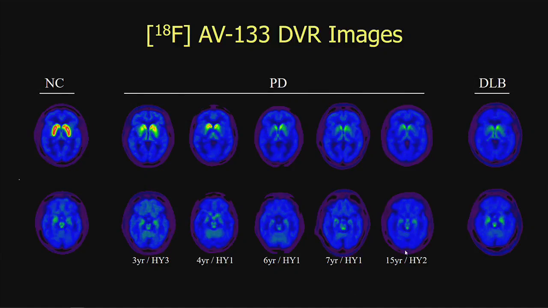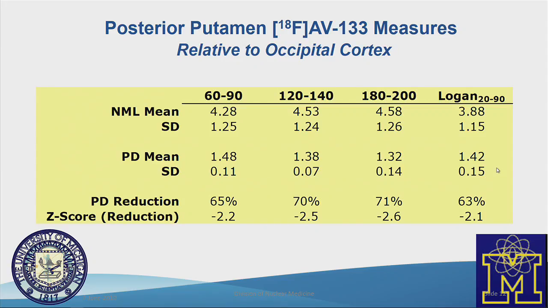And then here are a series of Parkinson's disease patients showing, as I did with carbon-11, profound losses throughout the striatal complex, as well as in the midbrain. And then here's a patient with dementia with Lewy bodies showing, again, severe bilateral, relatively symmetrical loss. And the question is, how does one go about quantifying this?